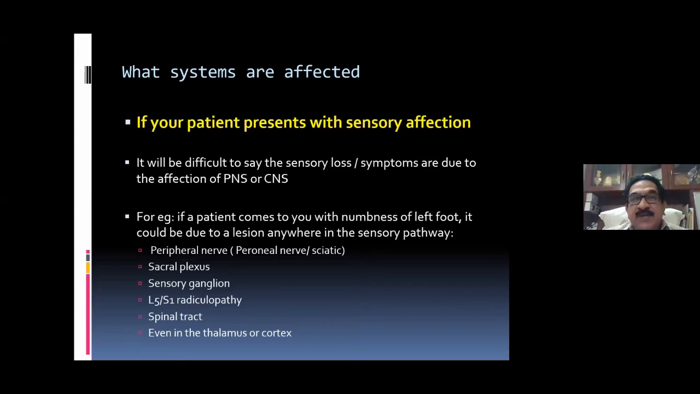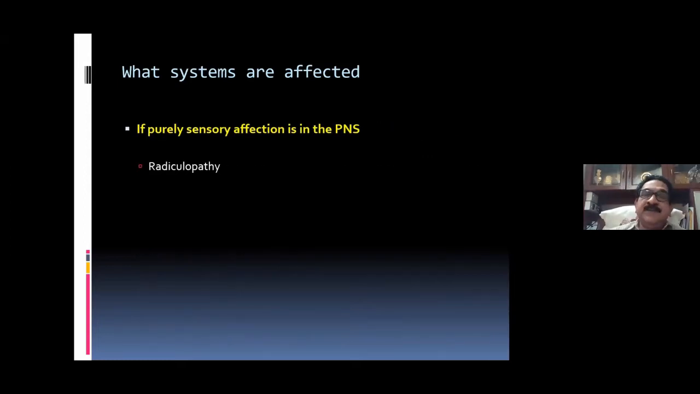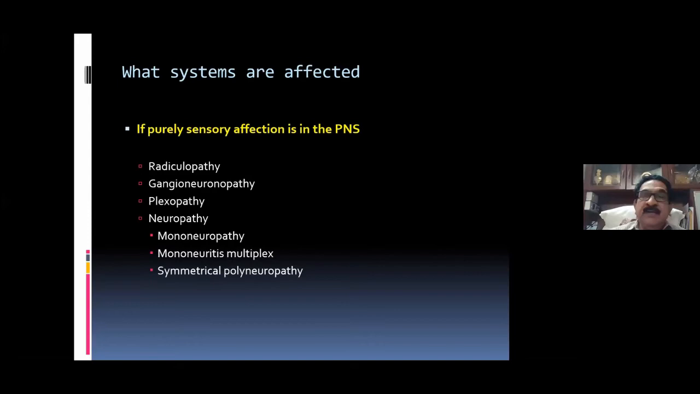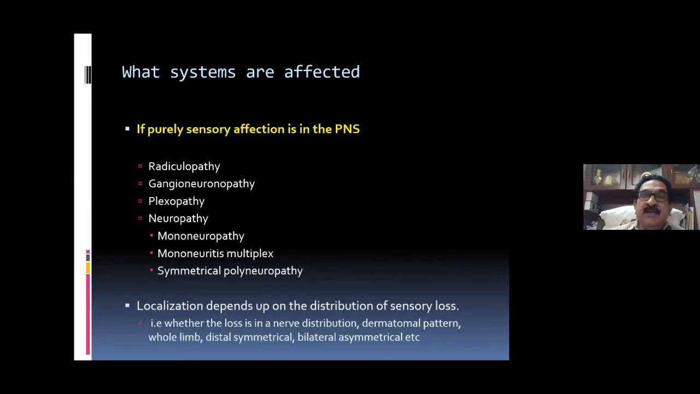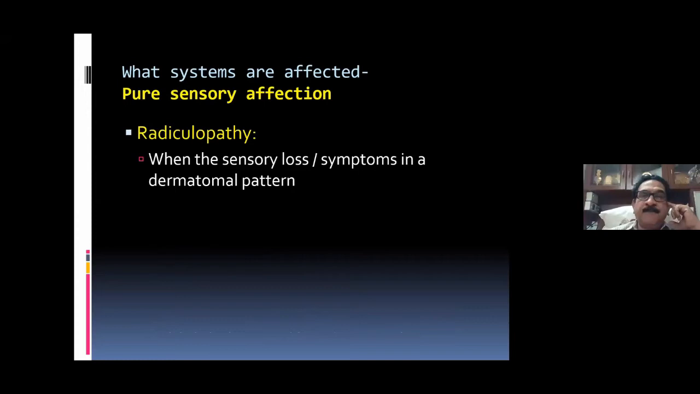As the lesion progresses only, the sensory loss will extend to the full extent of that particular territory. It can be in the root, the ganglion, it can be in the plexus, it can be in the nerve. And the localization of where exactly it is depends on the pattern. For example, when the loss is in the medial part of the forearm, that's a dermatomal pattern. Distal symmetrical means both peripheral nerves are affected symmetrically and distally. So that pattern will help you to localize where the lesion is.